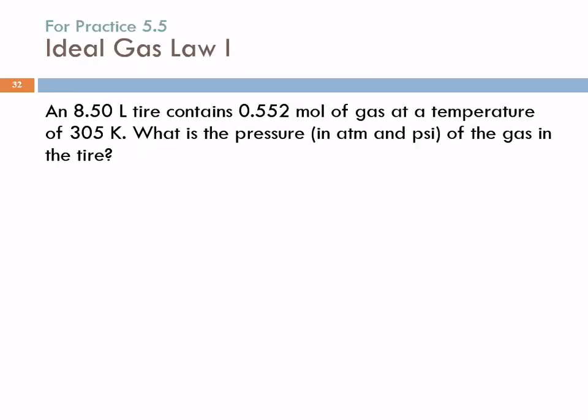Okay. Let's do an example with the ideal gas law. So an 8.50 liter tire contains 0.552 moles of gas at a temperature of 305 Kelvin. What is the pressure in atmospheres and psi of the gas in the tire?